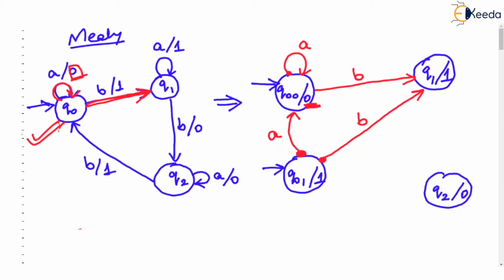Now let's go to the Q1 state. What will Q1 do on reading A? Better ask the Mealy machine. Q1 on reading A remains in Q1 and outputs 1. Output is 1 here, you see. And Q1 on reading B goes to Q2 and outputs 0. Check that. So Q1 on reading B will go to Q2 and output 0. That's it. The transition for Q1 is also defined.